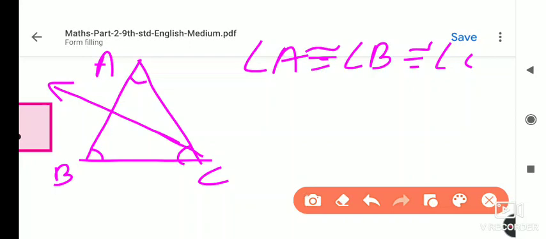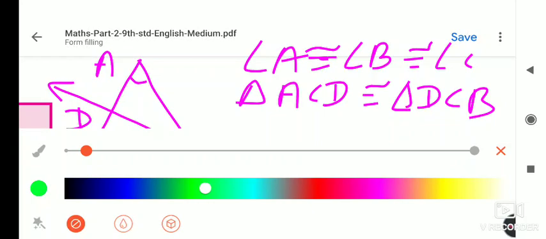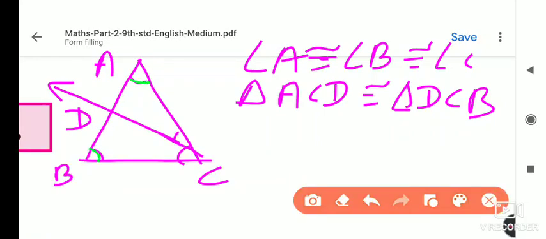If you draw this angle bisector, you will get these two triangles congruent to each other. Which triangles? Suppose it is D, triangle ACD is congruent to triangle DCB. How will you show it? It is also very easy. See here, angle A is congruent to angle B, already given. Angle ACD is congruent to DCB because DC is an angle bisector. And by the angle test, these two triangles are congruent to each other.